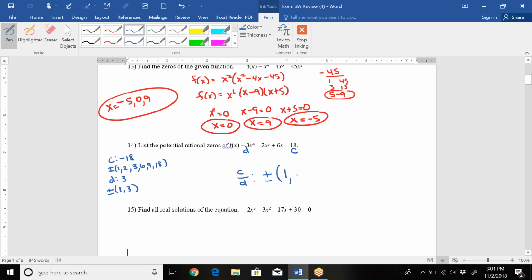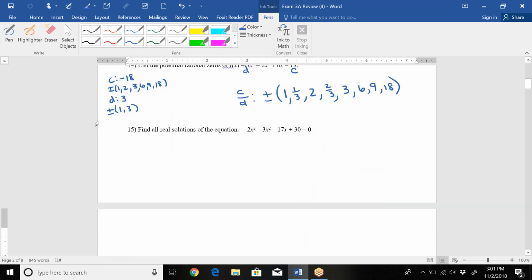So 1 over 1 is 1, 1 over 3 would be a third, 2 over 1 is 2, 2 over 3 is 2/3, 3 over 1 is 3. 3 over 3, though, is 1, which we've already listed. 6 over 1 is 6. 6 over 3 is 2, which we already have. 9 over 1 is 9. 9 over 3 is 3, which we already have. And 18 over 1 is 18, and 18 over 3 is 6, which we already have. So that is our comprehensive list.